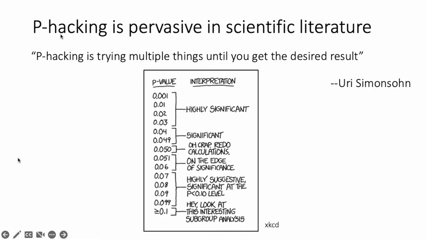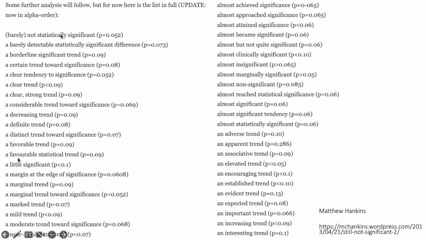It's funny because, again, I just use XKCD for all my slides because they're very good. But basically, yes, this is usually what people do. They put names onto whatever values they get, highly suggestive, and this is a real thing. If you go to this webpage, this guy, Matthew Hankins, has collected real papers of how people start calling p-values, attributing meanings to them. All of these things are published in the scientific literature, and they mean nothing, right? His page is called, of course, Still Not Significant. You can take a look. It's funny because people choose these words, but it's a real problem.